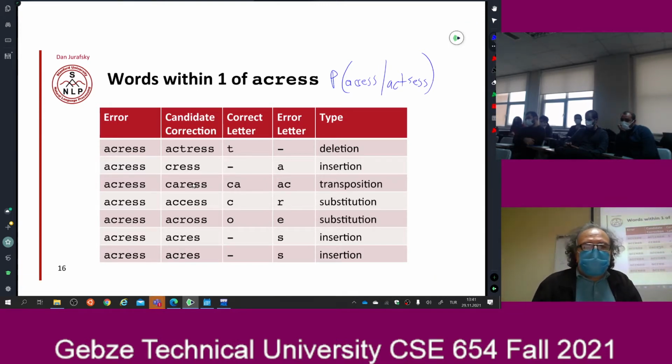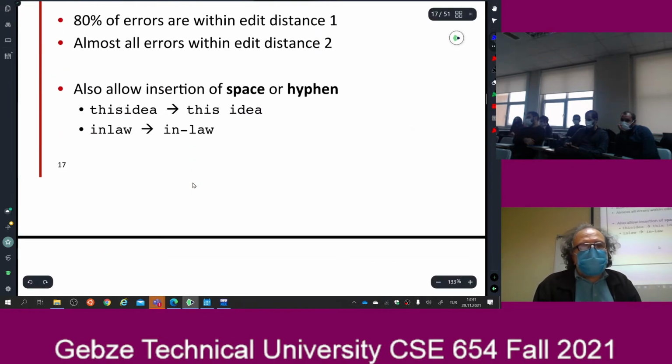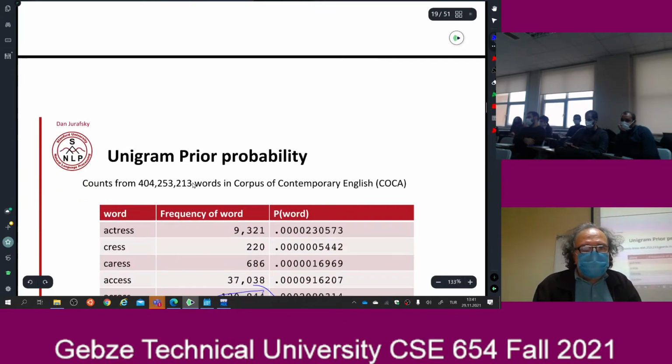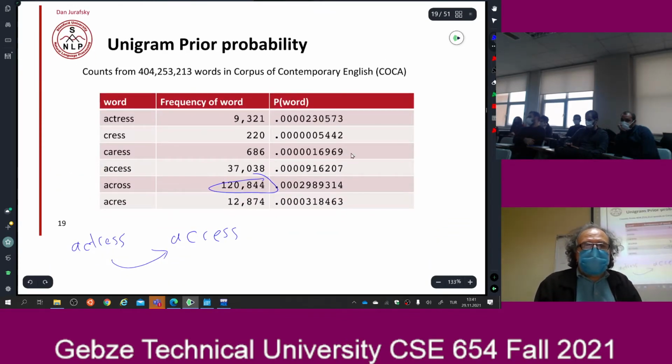But there are many words with the same edit distance. So what are we gonna do? Our model says more than that. Our model says what is the probability of that word happening in a sentence. It looks like this word, across, happens a lot.